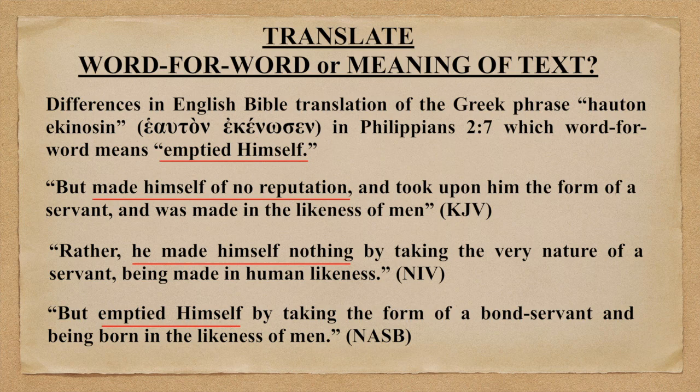In these English Bibles, only the New American Standard is actually translating hauton ekenosin word for word into English. And that is actually how I believe it should be translated if you understand the larger context of the passage, which we will get into. So the King James Version and the NIV and others are not providing a translation, but an interpretation, and there's a reason for it, which I'll get into in just a second.